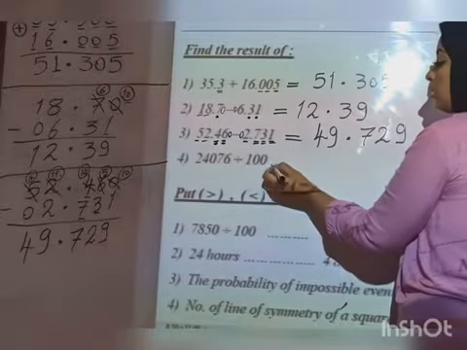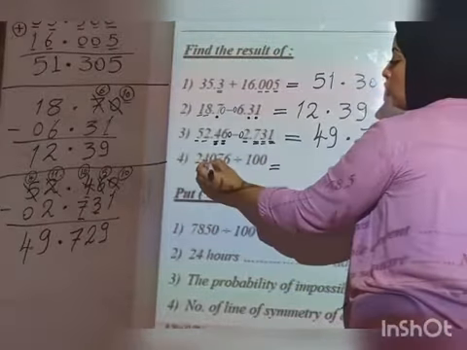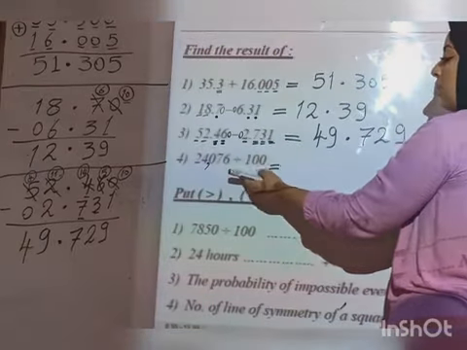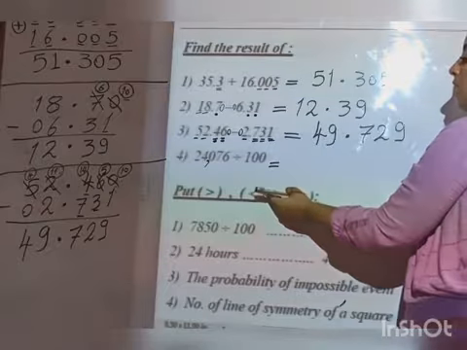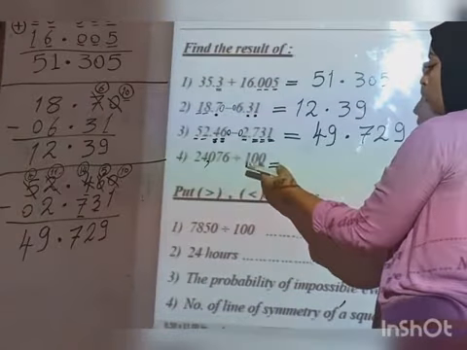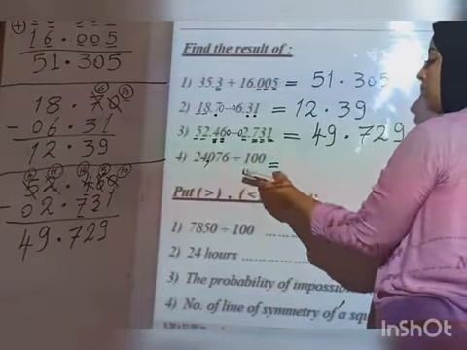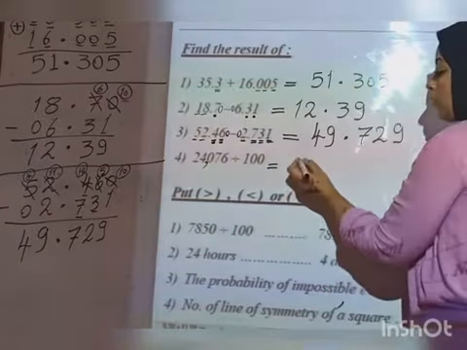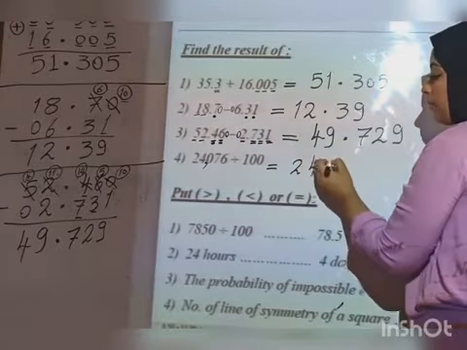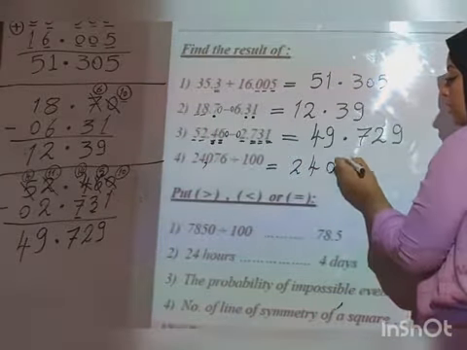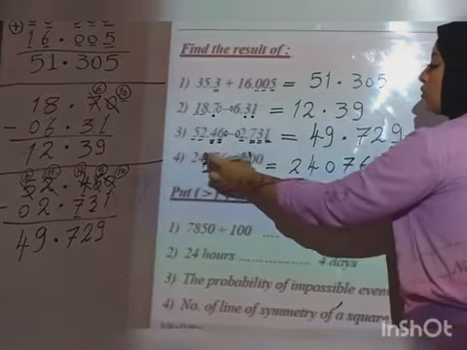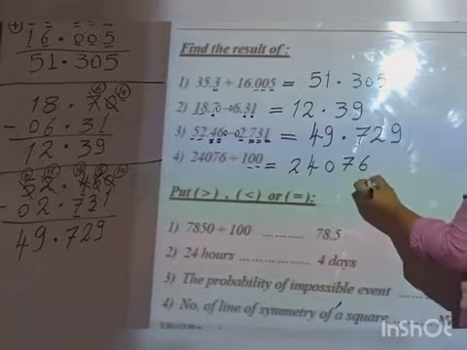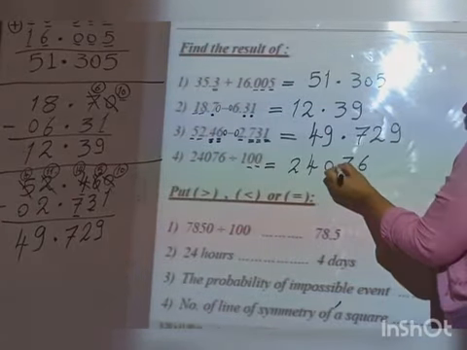In number 4, we have 24,076 divided by 100. When we divide any number by 100 or 10 or 1,000, that means we will put the decimal point. We will put the number as it is, 24,076, and count. We have 2 zeros, so we count 2 digits to put the decimal point. 1, 2, point.